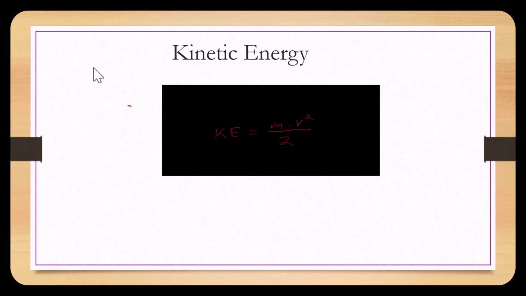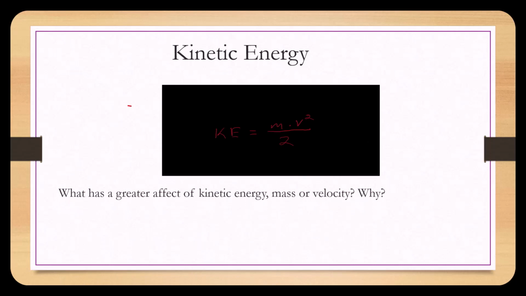The equation for kinetic energy is KE equals m, for mass, times v squared, for velocity squared, divided by 2. So looking at the equation, what has a greater effect on kinetic energy, mass or velocity, and why? We have two variables, m for mass and v for velocity. Velocity has an exponent right here. This means that velocity would have a much greater effect on kinetic energy than mass.